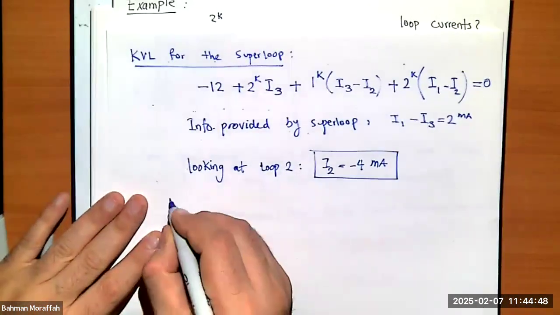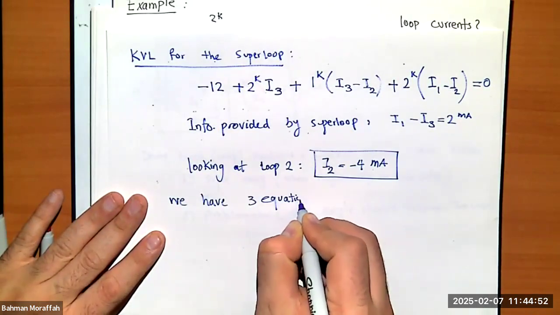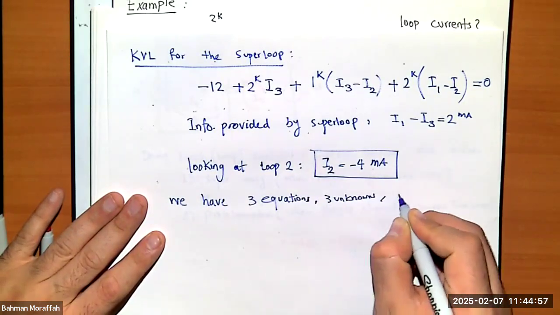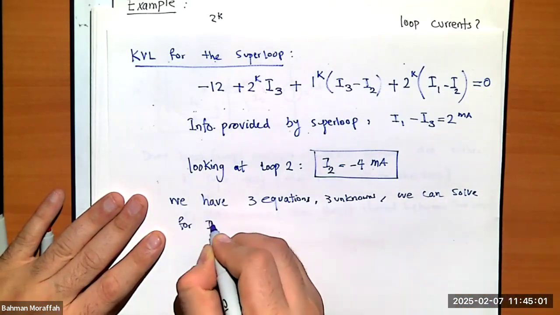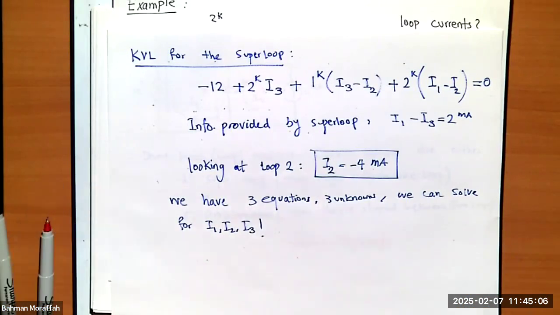So we have 3 equations, 3 unknowns. We can solve for I1, I2, and I3. As soon as I have I1, I2, and I3, I have everything in this circuit. Whatever question I ask you, you know exactly how to answer. Let's answer a few questions.